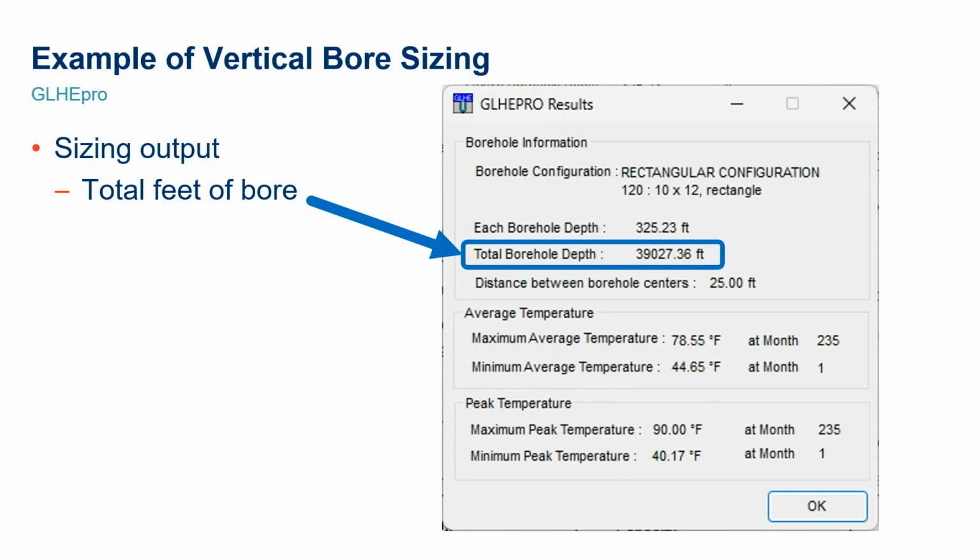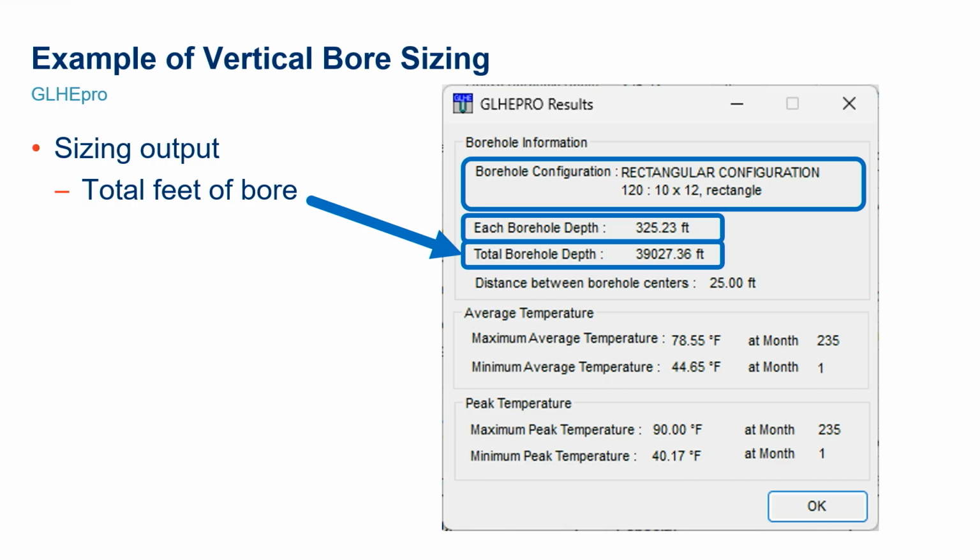Once we set up the model and run it, the output is a value for the total feet of bore required. That total depth of 39,000 feet is distributed between a number of bores. In this case, we specified 120 bores in a 10 by 12 grid. 39,000 total feet of boreholes divided by 120 bores results in 325 feet per bore. If surface area is limited and the number of bores needs to be reduced, then we can look at using deeper bores.